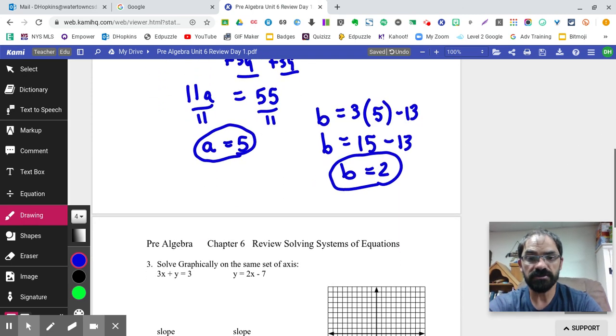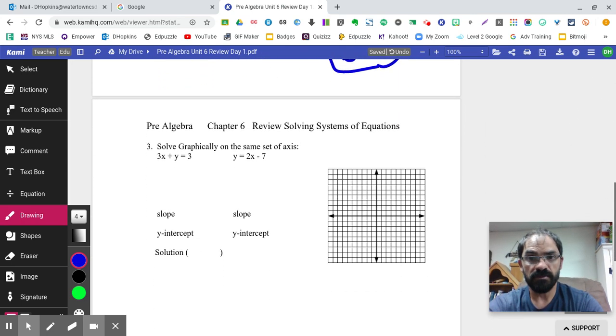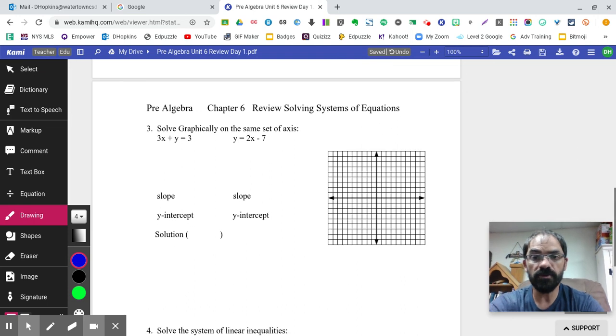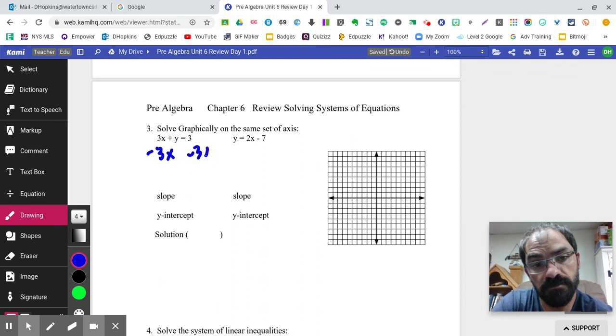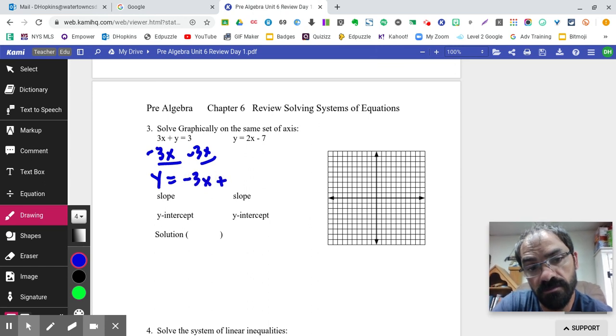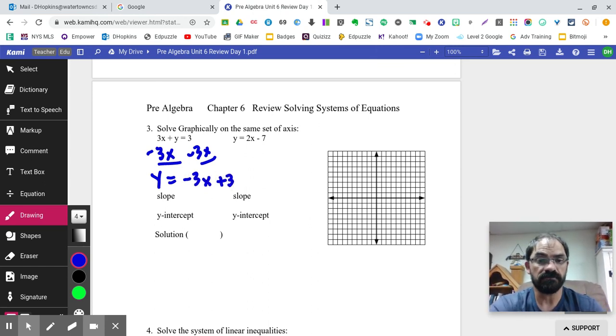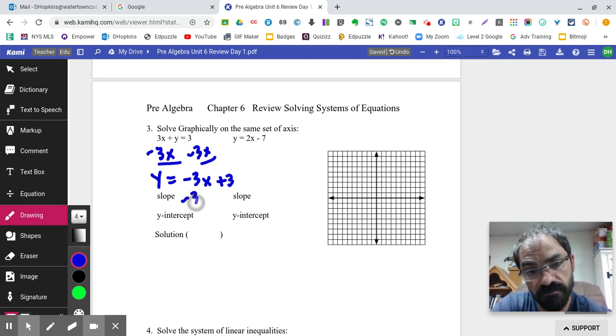On to the graphs. Now from previous units, we know when we graph, we have to get y by itself. Y equals mx plus b. So in the first one, subtract 3x, and I get y equals negative 3x plus 3. So the slope is the number in front of x. That's negative 3. The y-intercept is the other number.